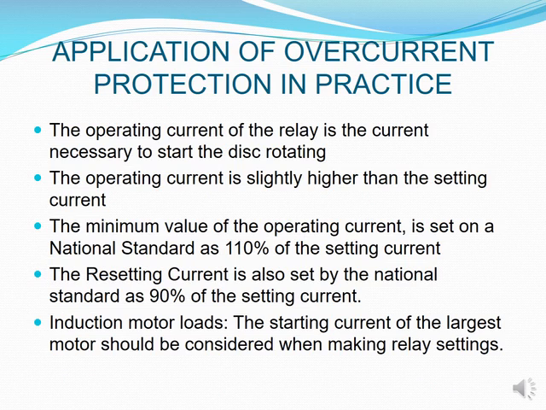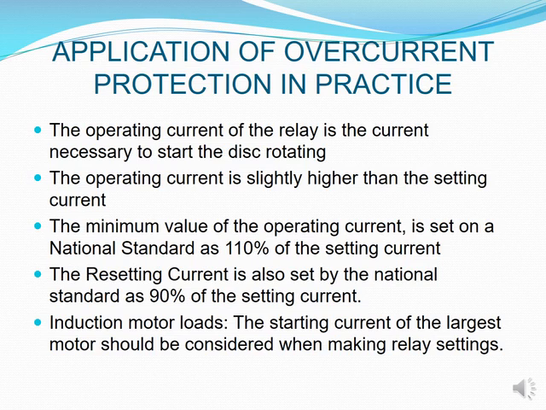So how do we then do the application of this overcurrent protection in practice? The operating current of the relay is the current necessary to start the disk rotating. Okay, and then the operating current is slightly higher than what we call our IS, which is our setting current. So we have a minimal standard saying that 110% of our setting current will be our operating current. And then it says that 90% of our setting current will be our resetting current value.